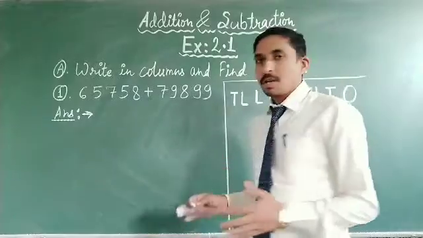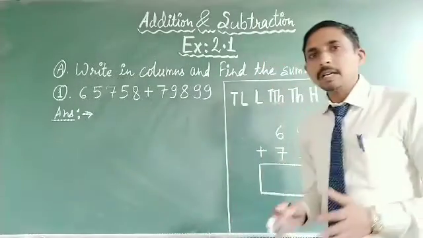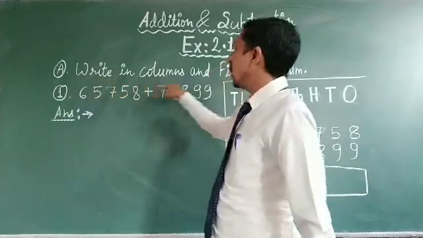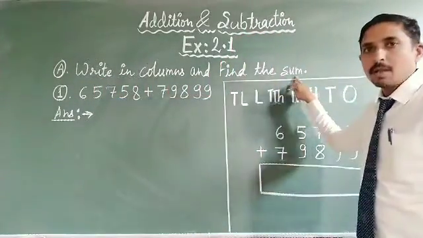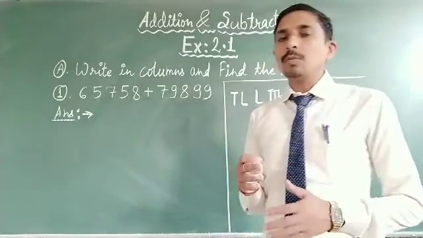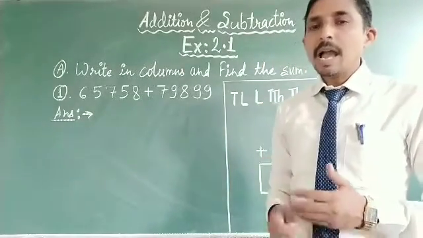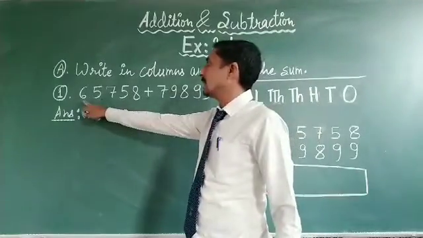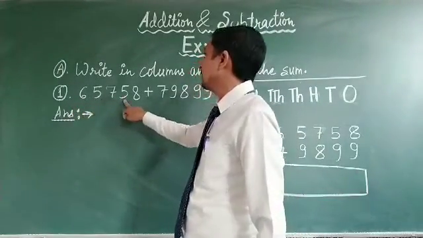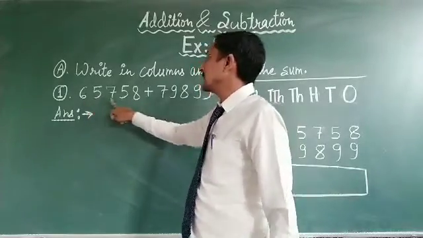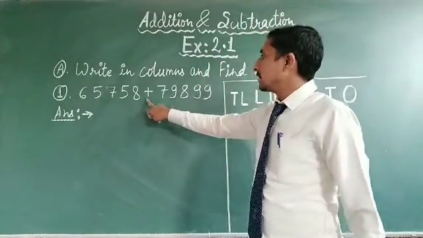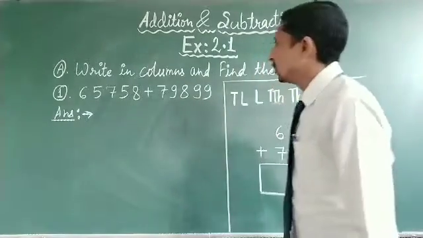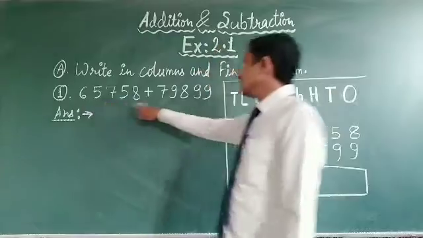So our first question related to addition, you see the question is written here: write in columns and find the sum. What we have to do? First we have to write the numbers in columns and then find their sum. The numbers in question number 1 are 6, 5, 7, 5, 8 added to 7, 9, 8, 9. This is written in a horizontal way.